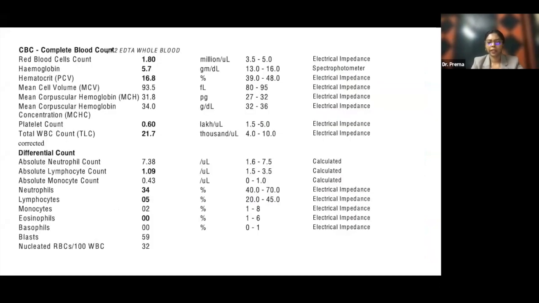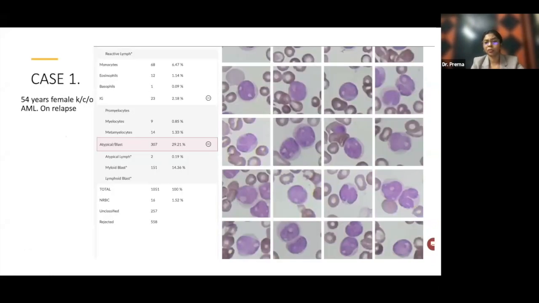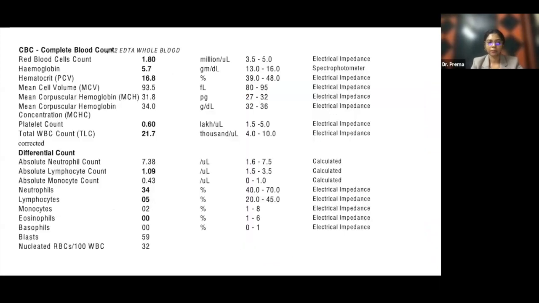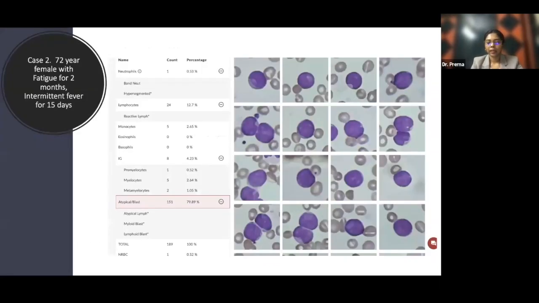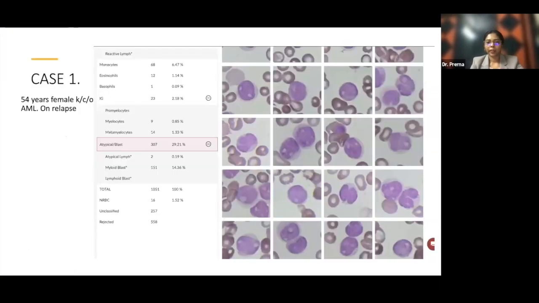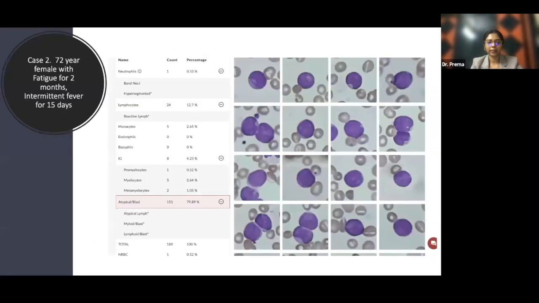The blast was 59%. We tend to count blasts more in the peripheral smear. This machine actually counts the field of view, which is 1,000 to 100. The field of view is too much, so they count all the field of view and then they give the percentage. So this was quite concordant and it was really helpful in diagnosing this case.